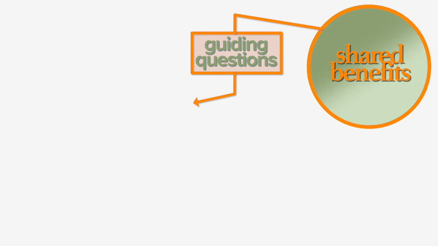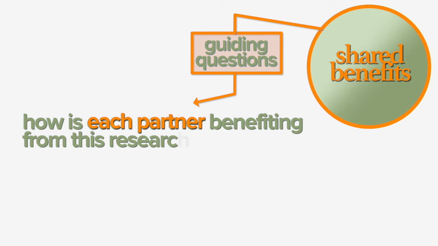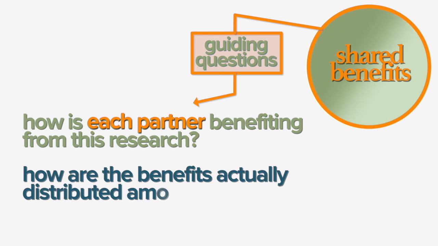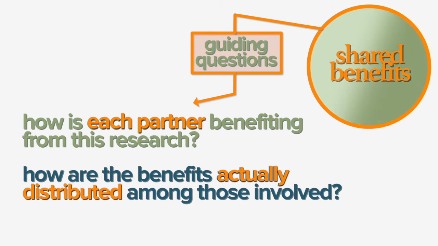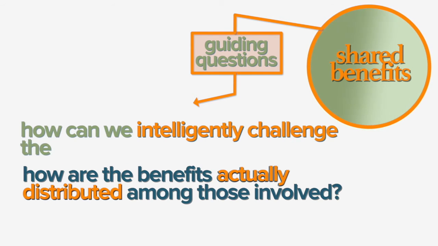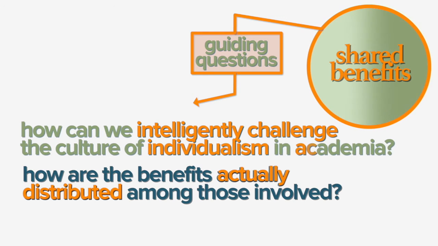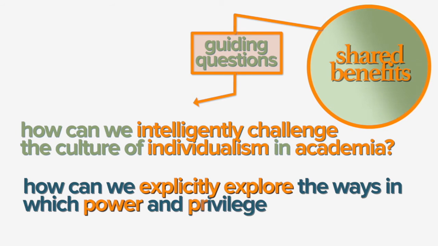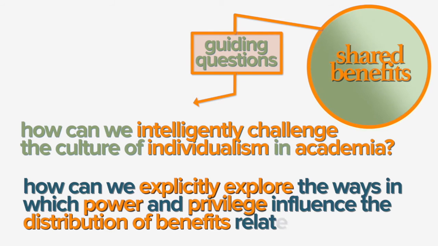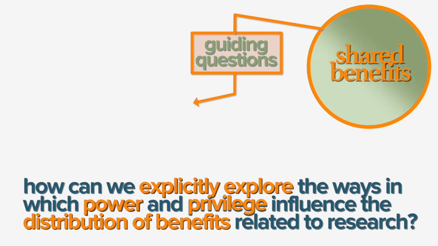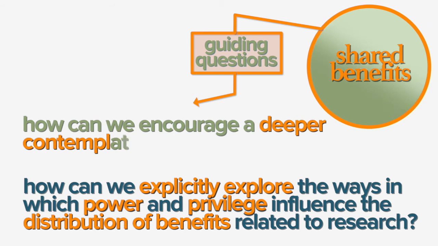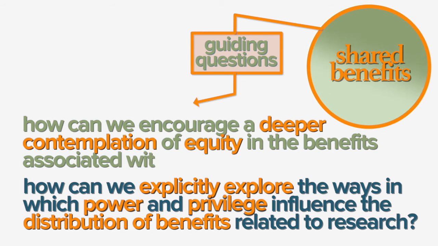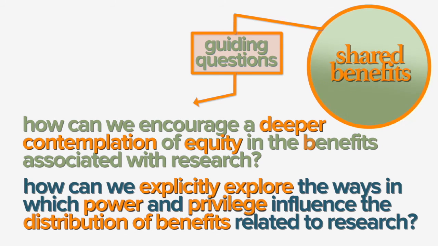Let's stop and reflect on how benefits are shared, asking ourselves, how is each partner benefiting from this research? How are the benefits actually distributed among those involved? How can we intelligently challenge the culture of individualism in academia? How can we explicitly explore the ways in which power and privilege influence the distribution of benefits related to research? And how can we encourage a deeper contemplation of equity, that is, the needs of actors or beneficiaries in the benefits associated with research?